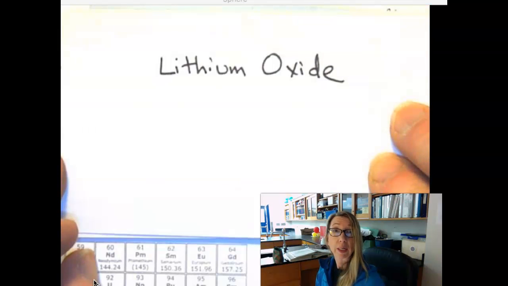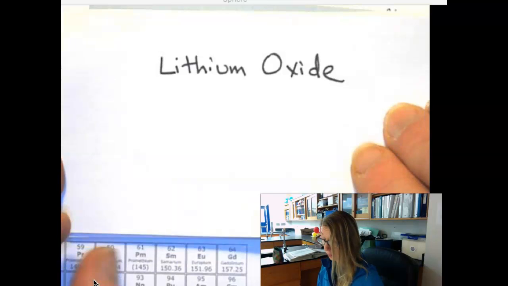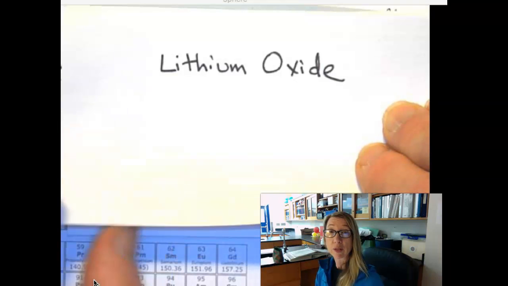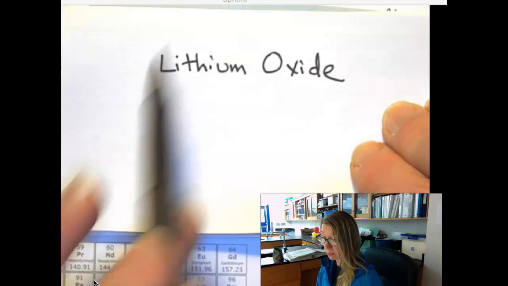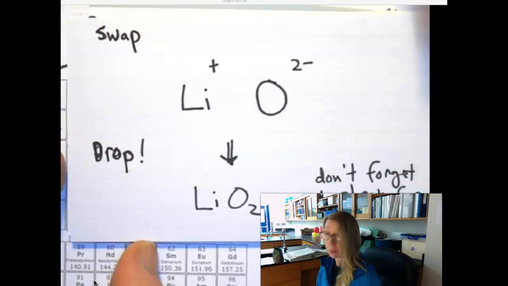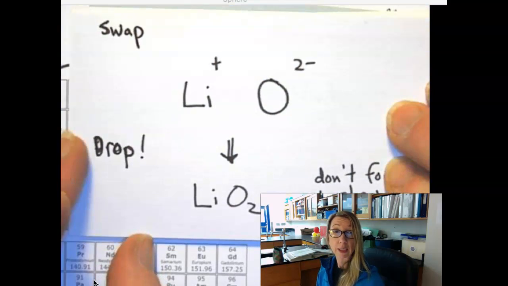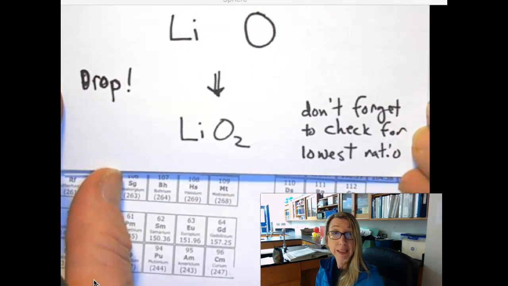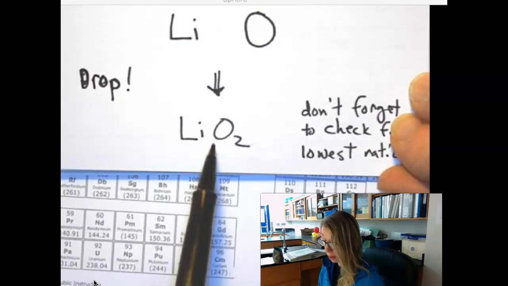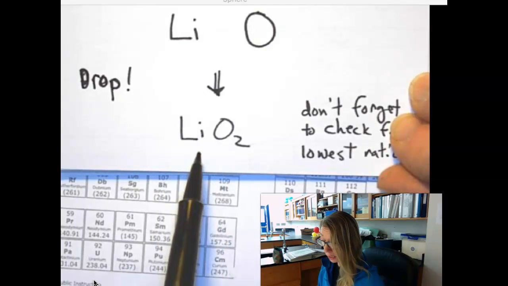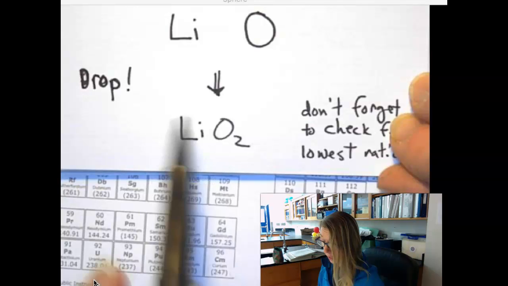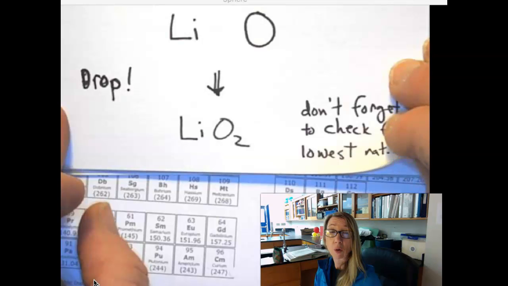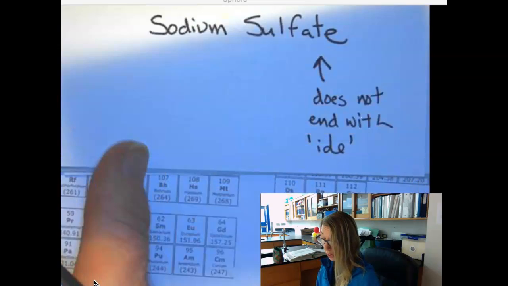So let's try another easy one, lithium oxide. First step, you're going to write down the symbols for the elements from the name, and the oxidation numbers. Lithium is +1, oxygen -2. And we'll do the drop. Now don't forget to check for the lowest ratio of each type of element. Lithium, we have 1, oxygen 2. There's no way to reduce that into a lower whole number ratio, so we're good to go.